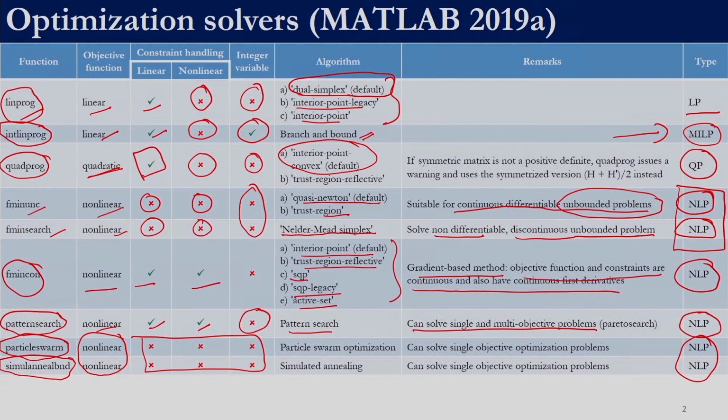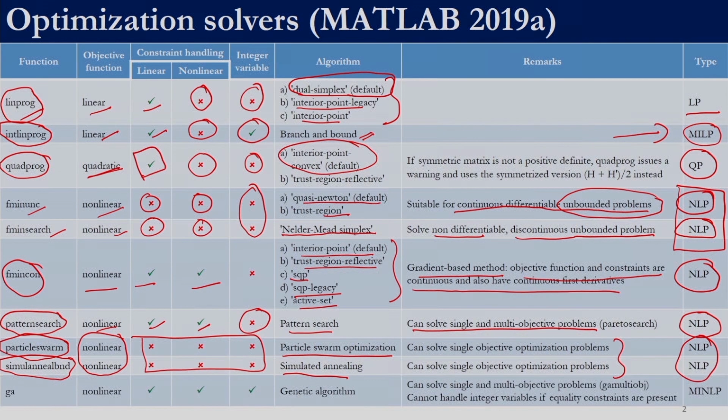As I said, particle swarm is based on particle swarm optimization, simulannealbnd is based on simulated annealing. So both of these algorithms are again restricted to solving single objective optimization problems, and then we have the inbuilt MATLAB function ga.